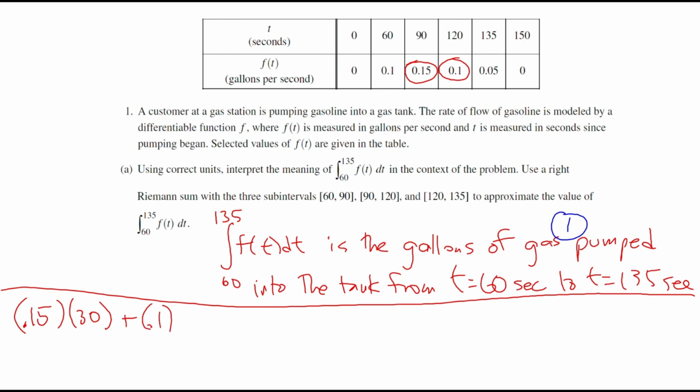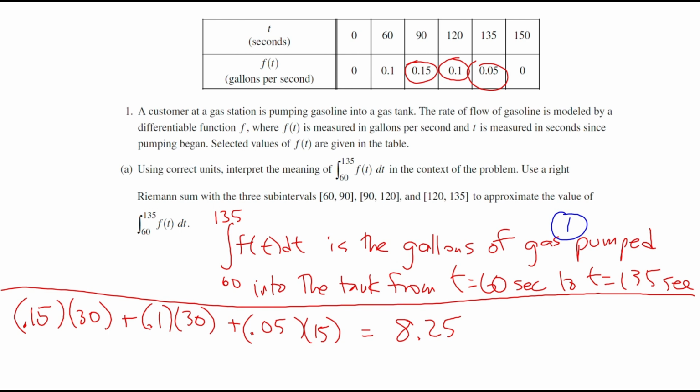And we're going to do that one also times 30 because it's 120 minus 90. And then we're going to do 0.05 times 15, because that's our last right endpoint of the subintervals, and the distance from 120 to 135 is 15. And so if you've got a calculator, you can total these all together using your calculator. I'm not going to go through putting it into the calculator itself, but it comes out to be 8.25.